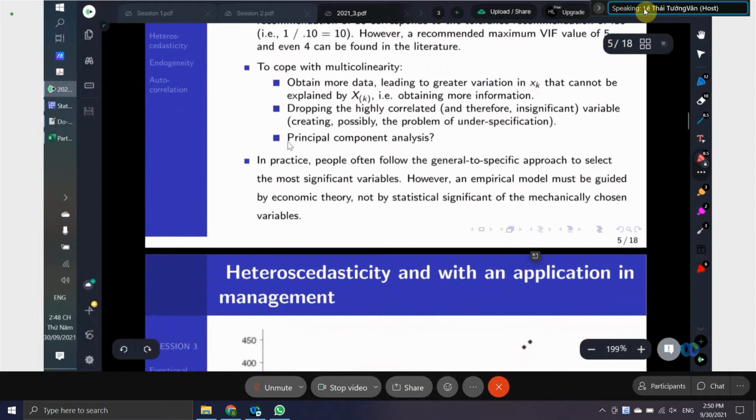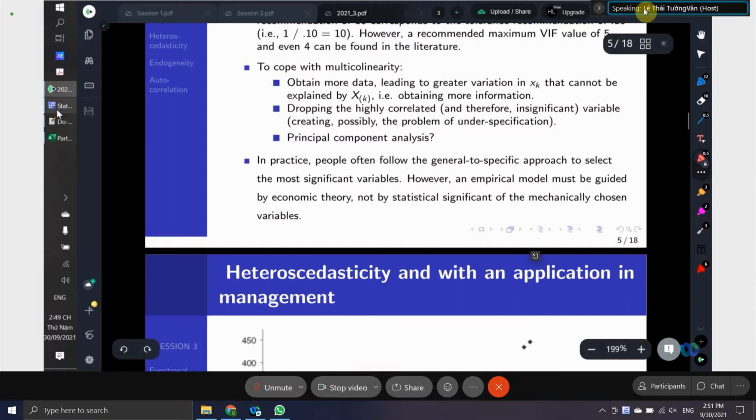So in practice, people often follow the so-called general to specific approach to select the most significant variables. However, again, we have to strike a balance here. We cannot simply select the variables that are significant and omit all other variables that are not significant. So modeling is like an art. You must consider which variable to bring in and which variable not to bring in.